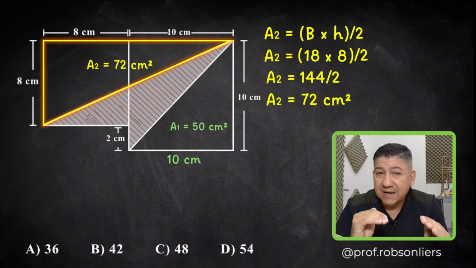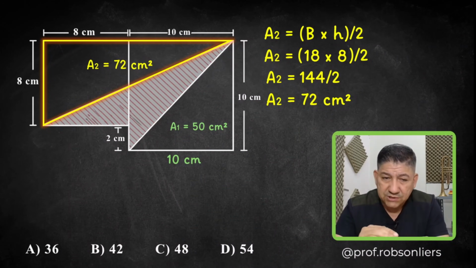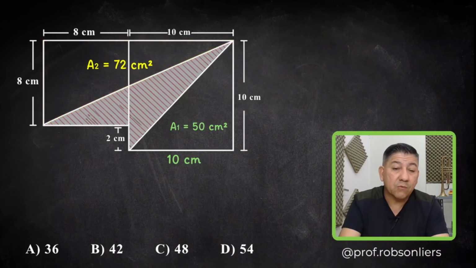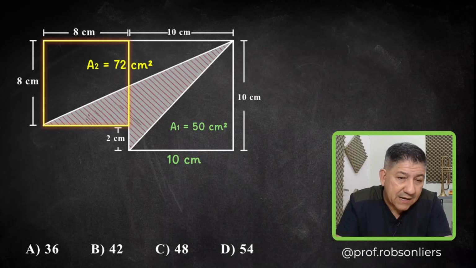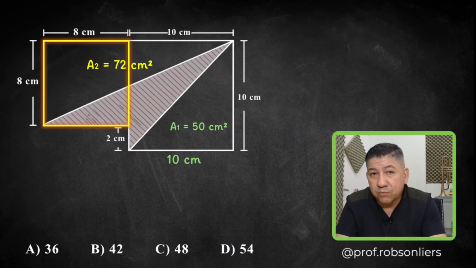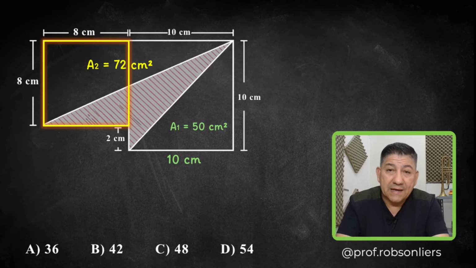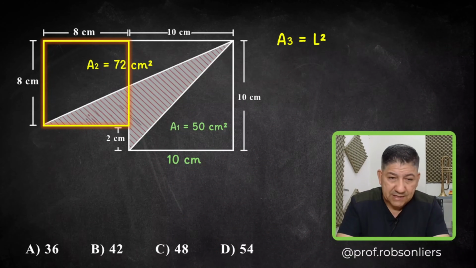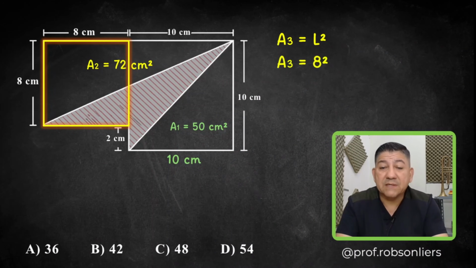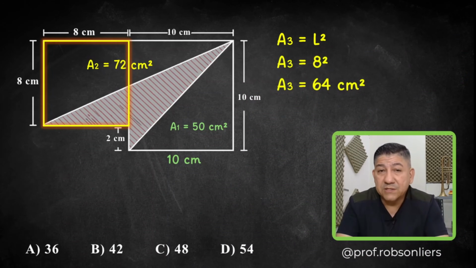Well, we already have the empty areas, the ones that are not shaded, A1 and A2. Now, the next step, we're going to calculate the total area. To calculate the total area, before subtracting these empty areas, we're going to calculate the area of this square, then we'll calculate the other square, all right? To calculate the area of the square, it's side times side. I'll call the area of this square A3. Since the side of this square, which is in yellow, is equal to 8, then the area will be 8 squared, which is 8 times 8, which equals 64 square centimeters.